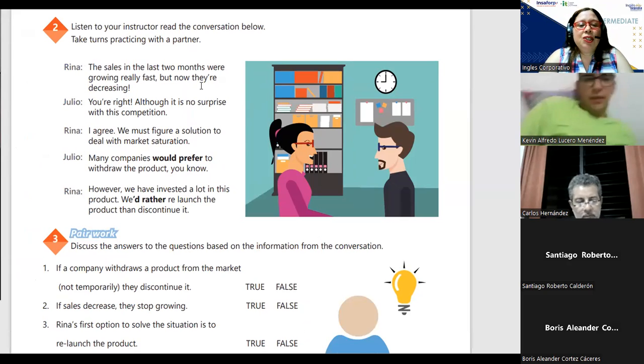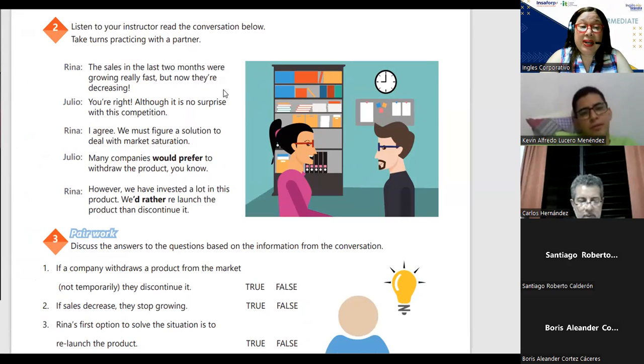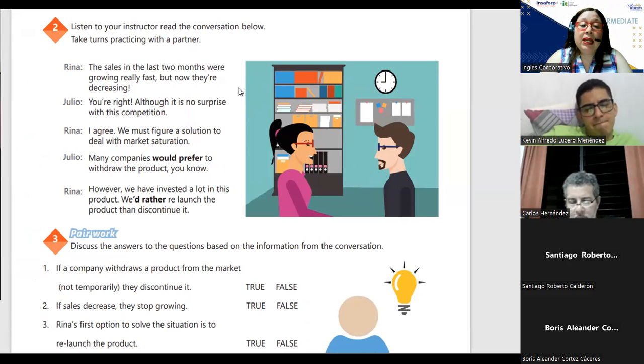The sales in the last 2 months were growing really fast, but now they are decreasing. You're right. Although it is no surprise with this competition. I agree. We must figure out a solution to deal with market saturation. Many companies will prefer to withdraw the product, you know. However, we have invested a lot in this product. We'd rather relaunch the product than discontinue it.